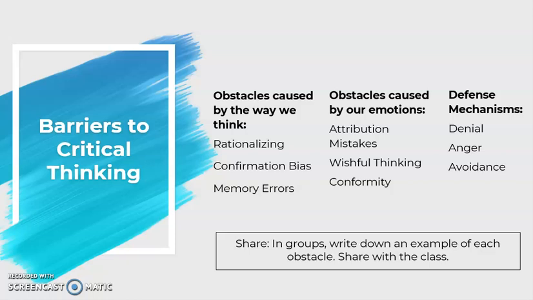Defense mechanisms are also barriers to critical thinking. Denial, anger, and avoidance are all various types of defense mechanisms. Denial just means saying, I don't want to talk about this, I'm not even going to discuss it. Anger obviously is another way of denial. Instead of just denying the issue, you just get angry about it instead of engaging with the content. And avoidance, you just simply avoid anybody who makes you think about a topic in a particular way.